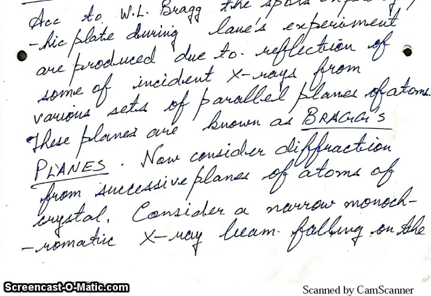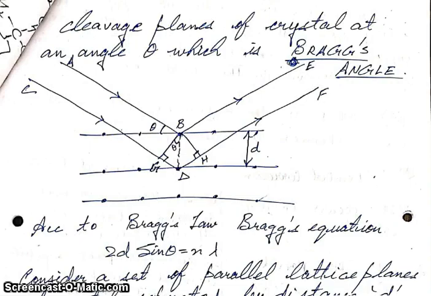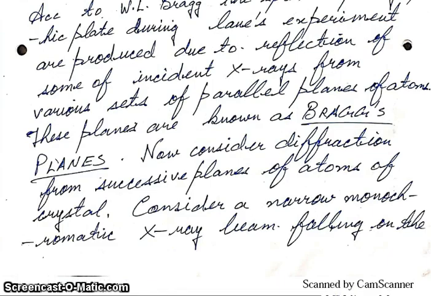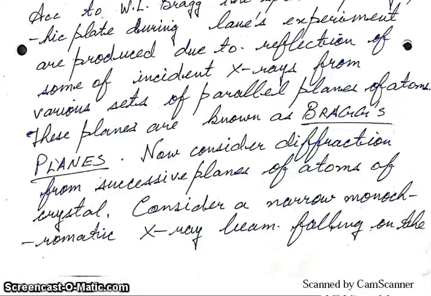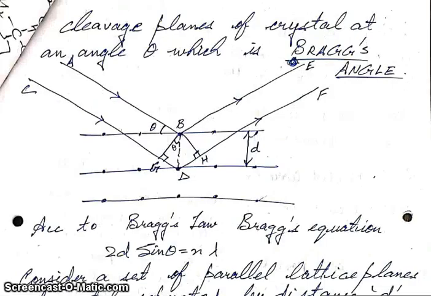We just consider a narrow monochromatic X-ray beam falling on the crystal, on the cleavage planes. These are the different planar structures in a crystal. You can see in the diagram, here atoms are regularly arranged. These are cleavage planes of the crystal at an angle. This incident narrow monochromatic X-ray beam strikes the crystal and falls on the cleavage plane.